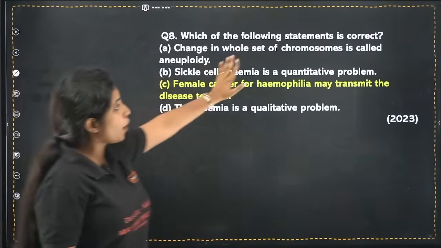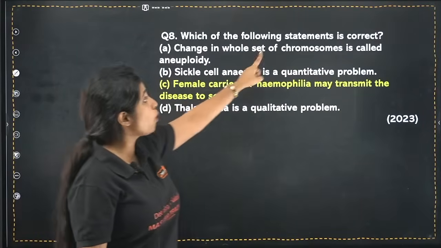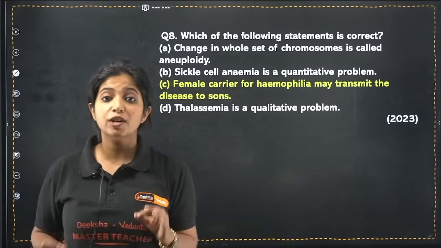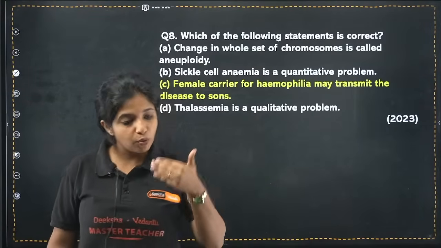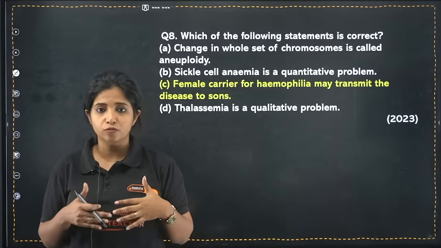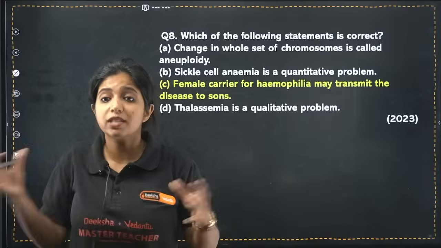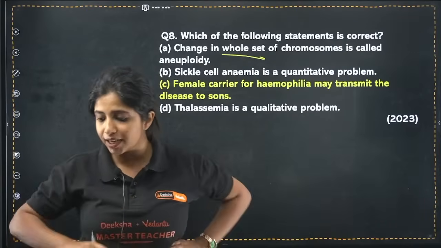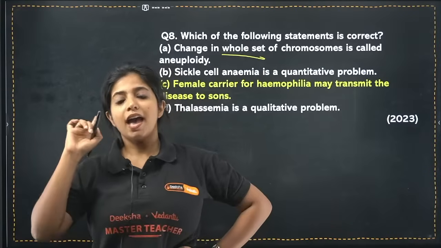Now, which of the following statements is correct? Change in the whole set of chromosome is called aneuploidy. No. Change in the whole set of chromosome is known as polyploidy. Aneuploidy means you have lost one chromosome or gained a chromosome. It's not multiple. It's not the whole set of chromosome. Whole means it has to be polyploidy, and polyploidy is seen in the case of plants. P for polyploidy and P for plants.